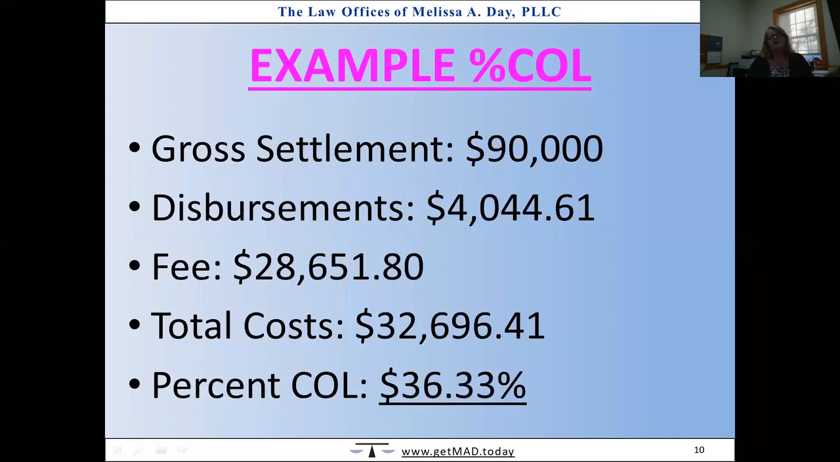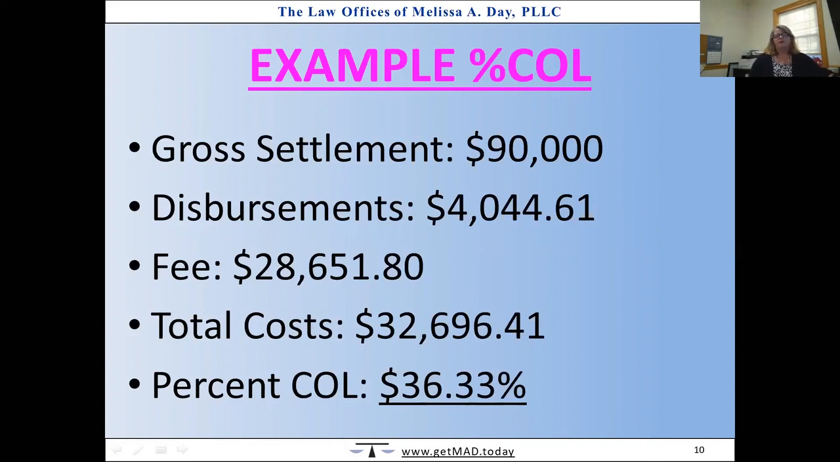$32,696.41 into $90,000, and you came up with a percent cost of litigation, excuse the typo there, of 36.33%. Okay, there shouldn't be a dollar sign there. So the percent cost of litigation on this claim was 36.33% of the total recovery of $90,000. It's usually going to hover around a third, especially in New York, given that our contingent fee arrangements are generally limited to a third of the recovery.